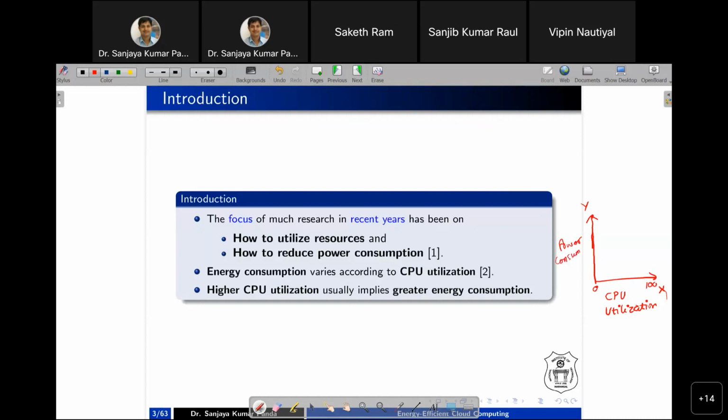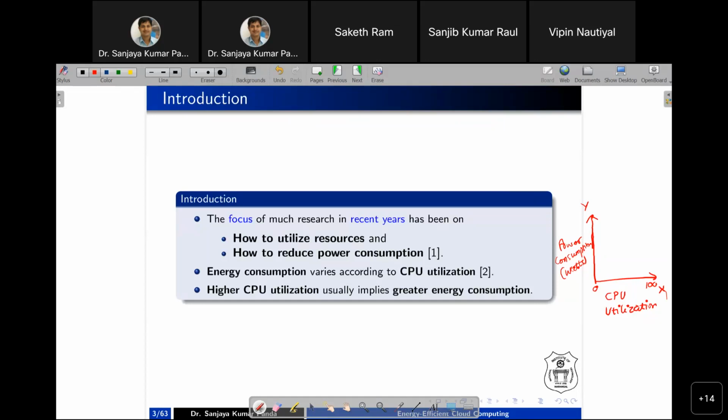Power consumption we generally calculate in watts, right? So we'll see here whether, if we increase the CPU utilization by increasing the workload on a particular system, the power consumption increases or not. Suppose you are utilizing your computer system for 10% of the time. Whatever power is consumed, if I increase the utilization to 20%, how does it really impact the power consumption?